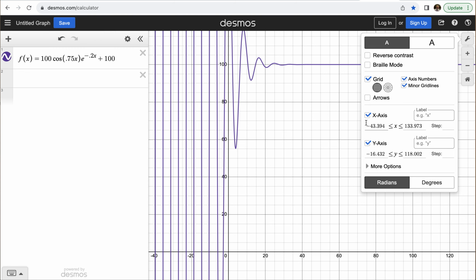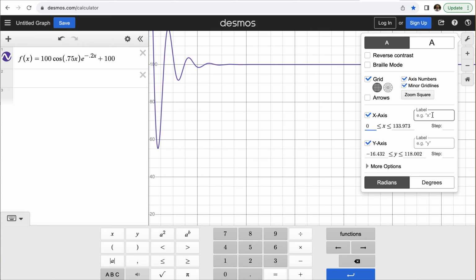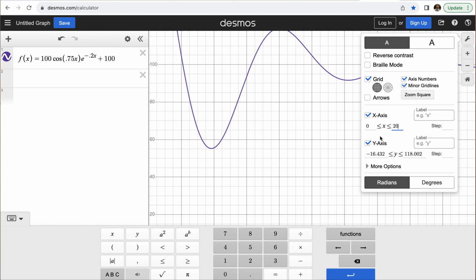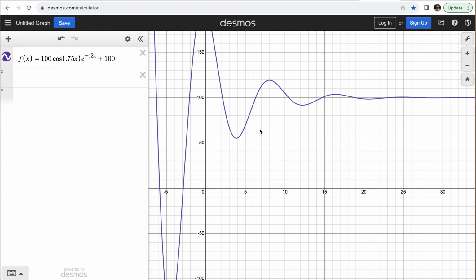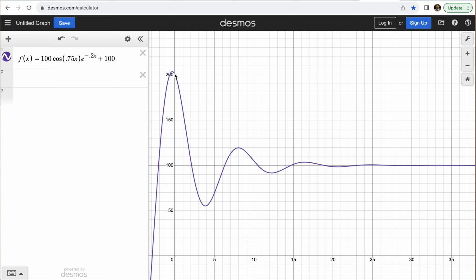So for the bungee jumper, the x-axis should start at 0 and then go to something like 20 seconds. Now we've got something that looks a little bit better. The bungee jumper jumped from about 200 feet, went down, then back up and down, and eventually it settled at about 100 feet. So they had about a 100-foot bungee cord on this bungee jump. This is the equation that models it.